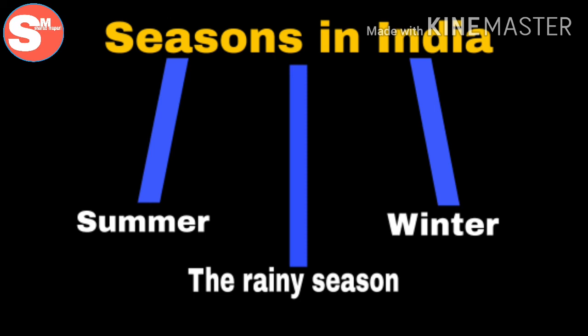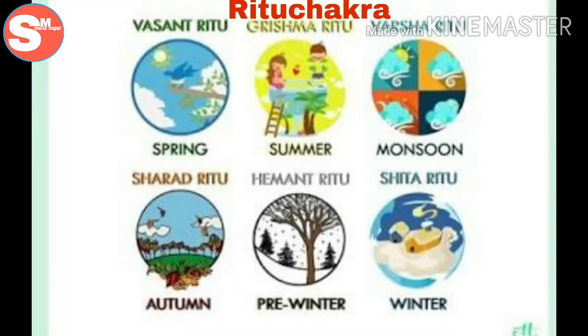In India, summer, the rainy season, and winter are considered to be the main seasons. We also divide the year into 6 seasons, namely Vasanta, Grishma, Varsha, Sharad, Hemanta, and Shishir. This cycle of 6 seasons is called the Ritu Chakra. Many of our festivals are connected with the seasons. Many of our songs and games are also related to the different seasons.